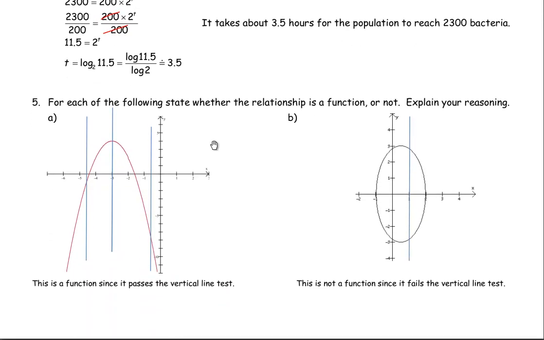For question number 5 here, you're asked which of the following relationships is a function or which ones aren't, and explain your reasoning. Now, what I've done in the first one here is I've drawn 3 different vertical lines because I'm using the vertical line test. And no matter where you draw them, here or here or here, it only cuts the curve in one spot. And so by the vertical line test, it would be a function. If the vertical line cuts in more than one place, like here, it would cut this spot, and also here, that would mean it's not a function because it fails the vertical line test.